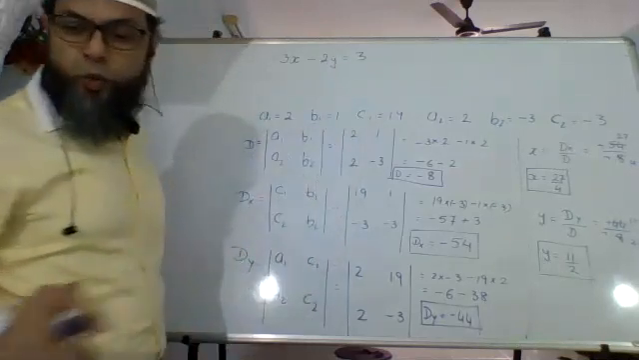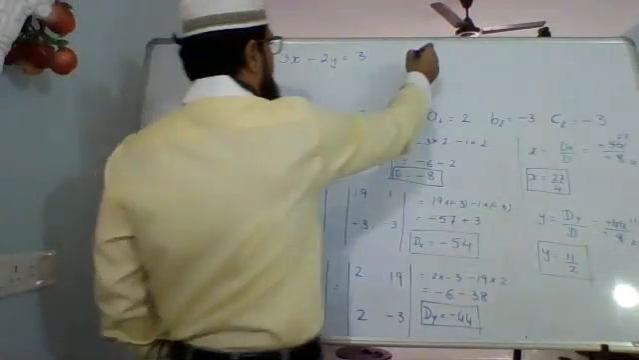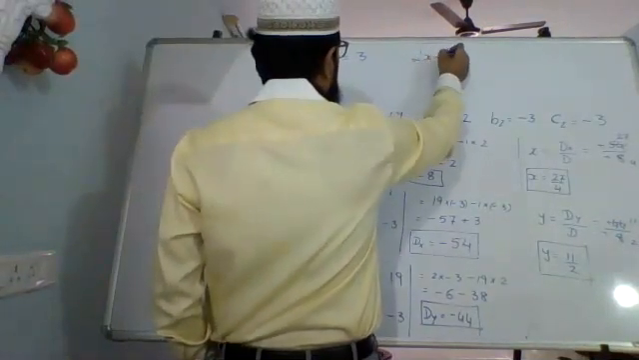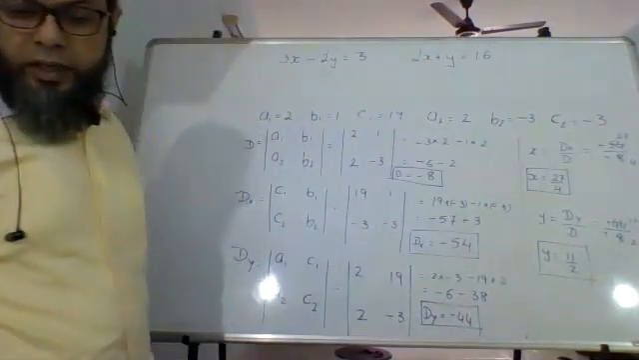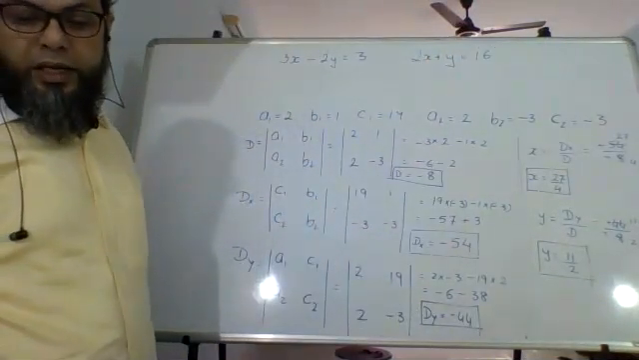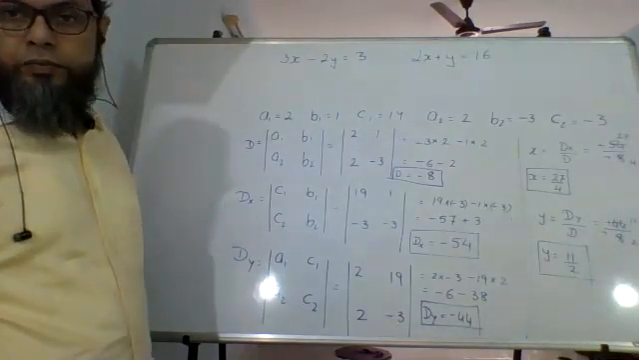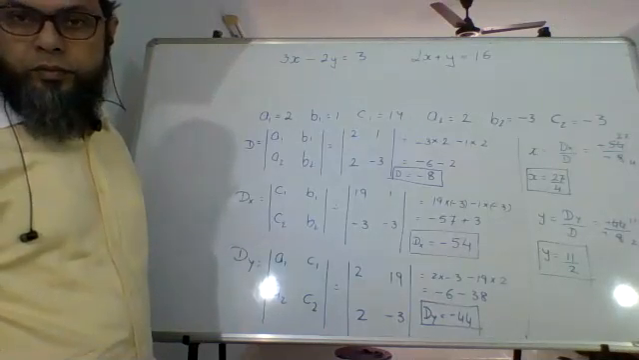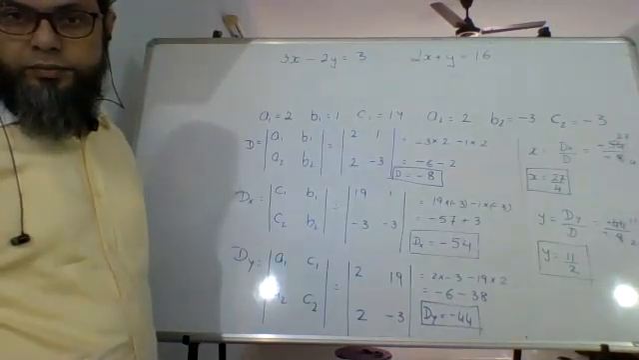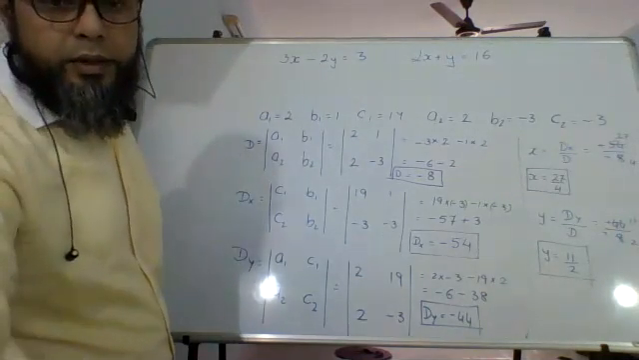3x minus 2y equals 3 and 2x plus y equals 16. 3x minus 2y equals 3.